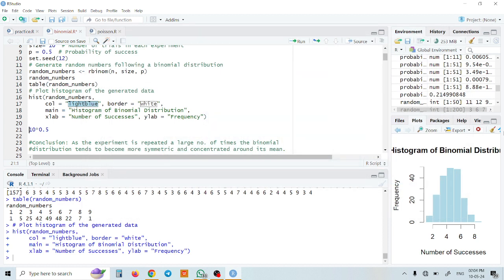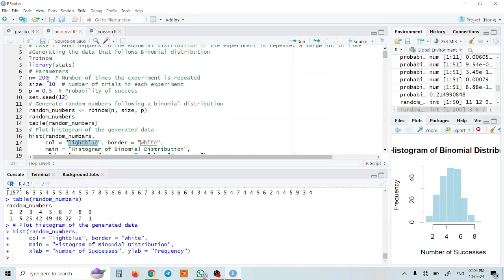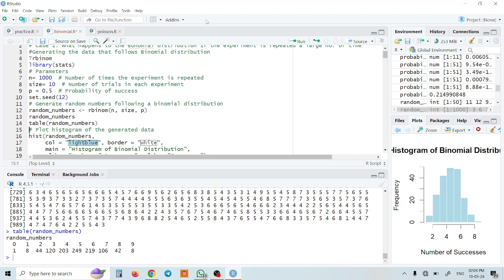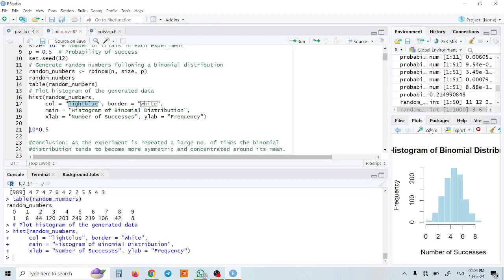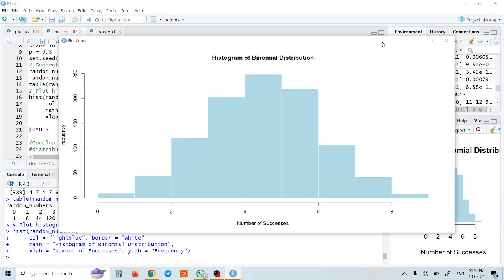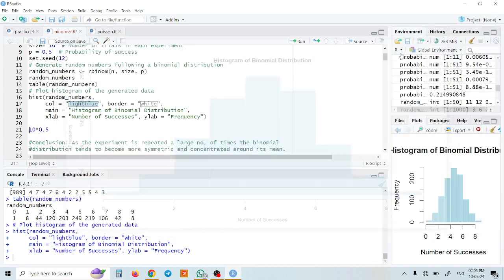So if you further increase the number of experiments, maybe 2000 times, or I will take it a little less, maybe 1000, okay. So what will happen to this? I will repeat the same thing again, number of trials and probability are the same, and I repeat my experiment 1000 times, okay. Now let us see, p is still this much, and this now looks more symmetric, more concentrated towards the mean, okay. It looks more symmetric, normally distributed, right?